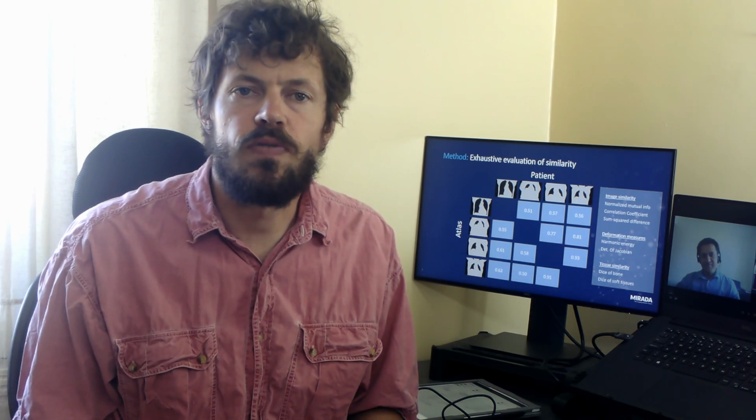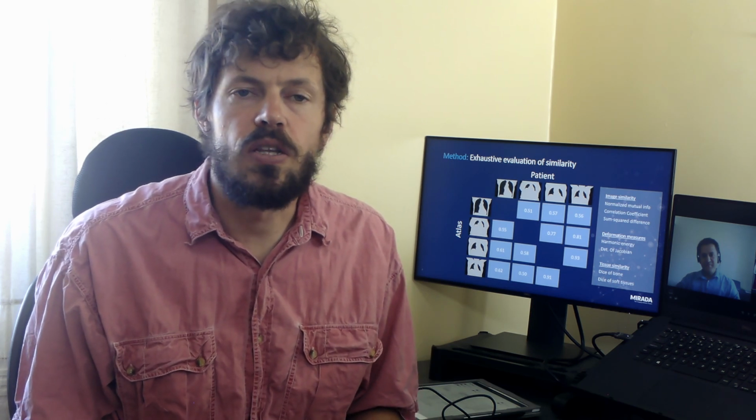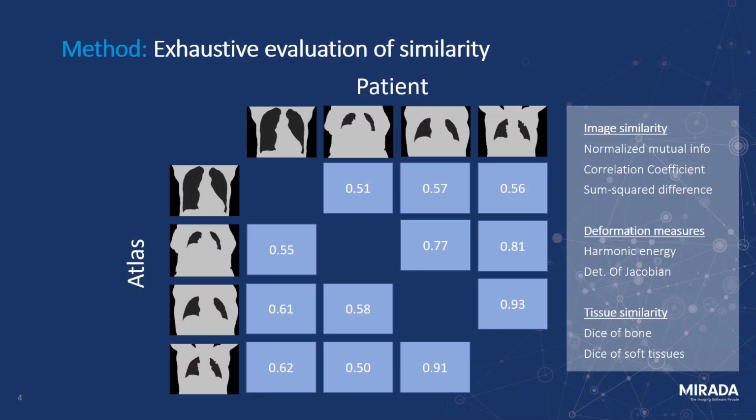And they also looked at tissue similarity measures. So this is derived from the image, where you might threshold the image to identify regions of bone. And then you could look at the DICE score, say, of the overlap of bony regions within the two images. So this is very much a surrogate of image similarity based on regions.